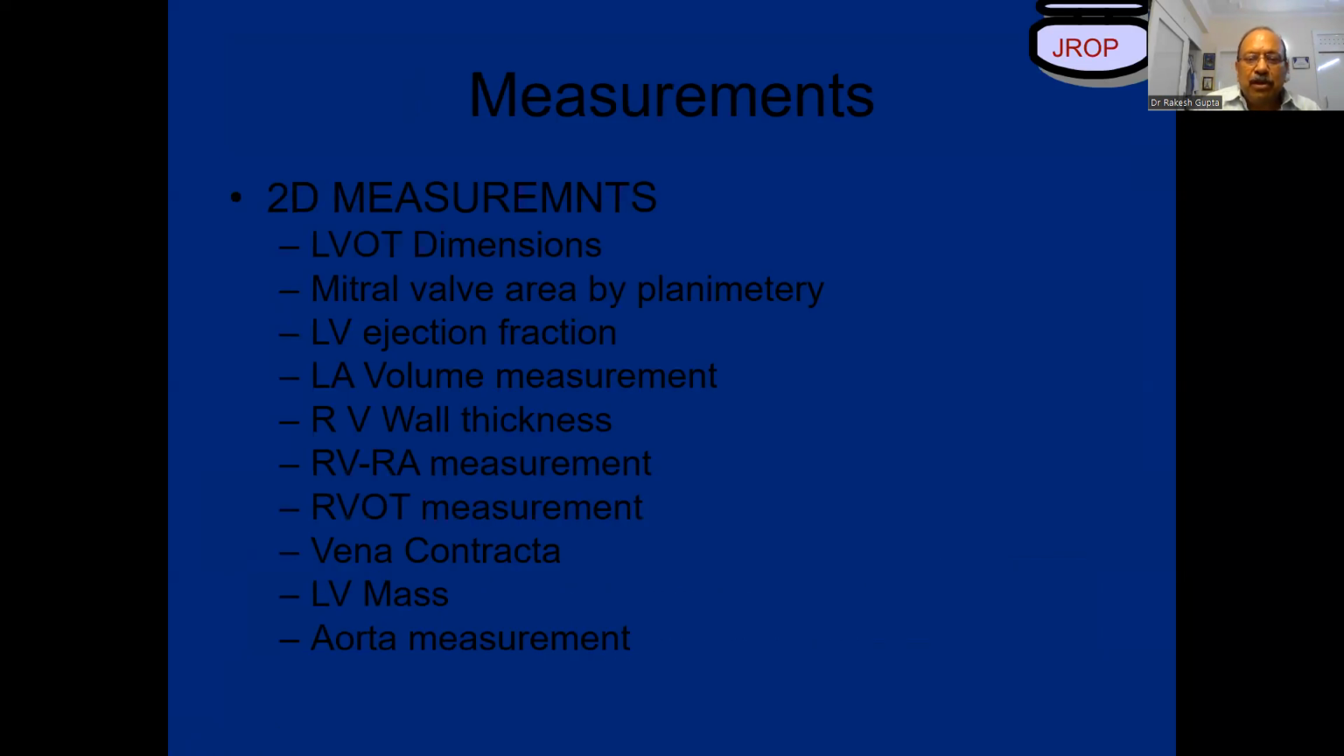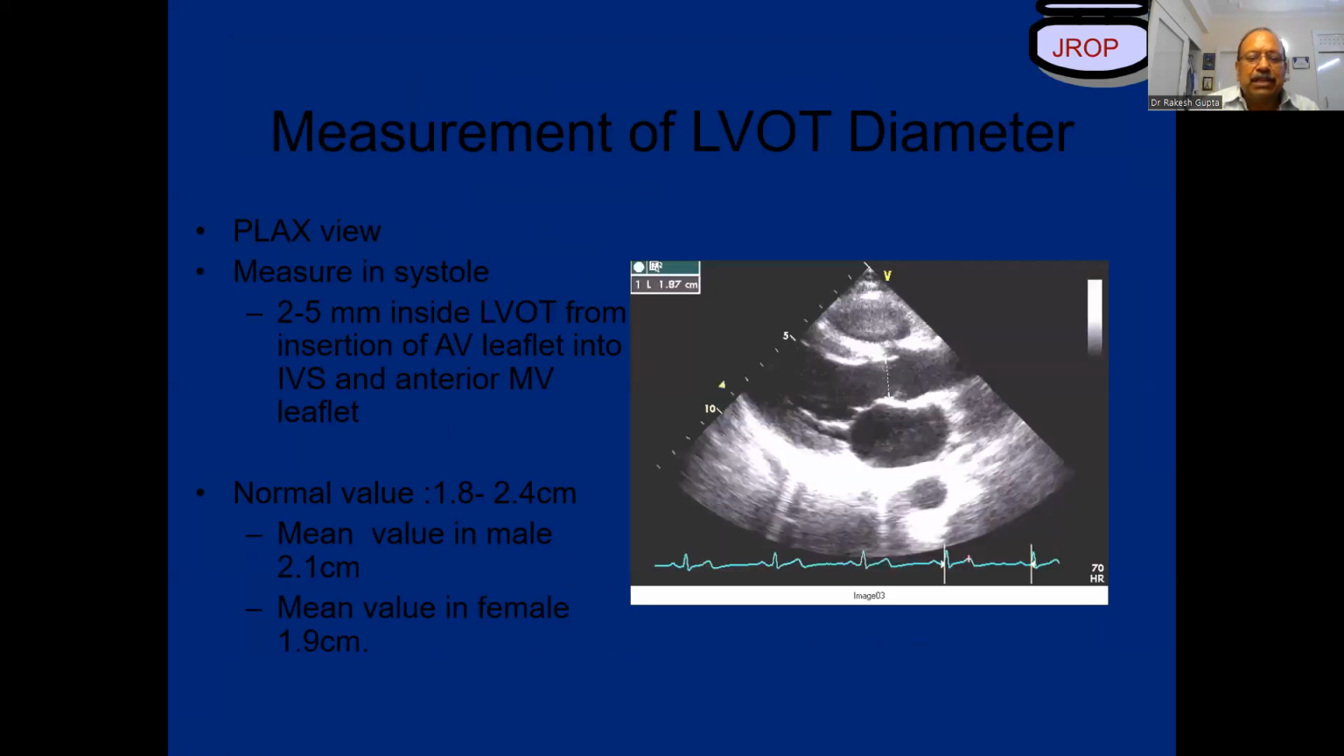Now, moving on to the next measurement. The next most important measurement is the LVOT measurement. We do it again in PLAX view. Here we measure the LA. Here we measure the LV. And now the third dimension is the LVOT measurement.